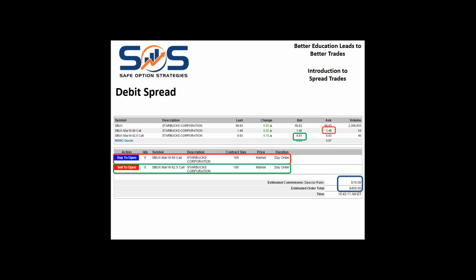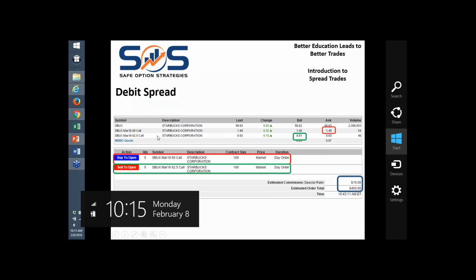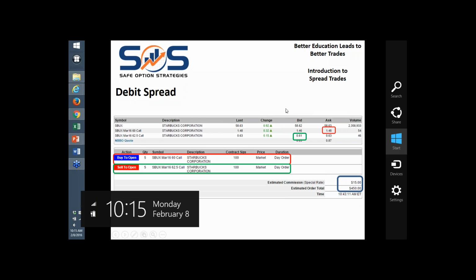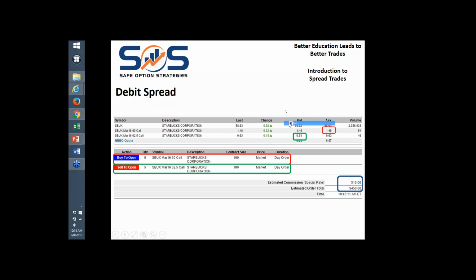So what's the risk of the short call? Great question. Kevin, you said you never sell a short call, right? Because you're obligated to sell your stock at a certain price for a certain period of time. So, taking a look at this trade, I've got the right to buy the stock at 60, and I'm obligated to sell it at 62.